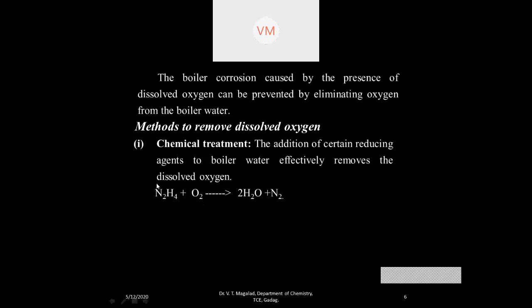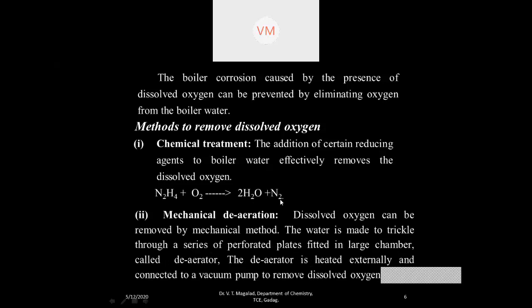So therefore it interacts with oxygen and then it converts oxygen into water, and nitrogen liberates. Thus, continuously, this hydrazine will convert oxygen into water and nitrogen. So, this is one of the chemical treatments which is going to be reducing the dissolved oxygen in the water and thus reducing the chance of boiler getting corrosion.